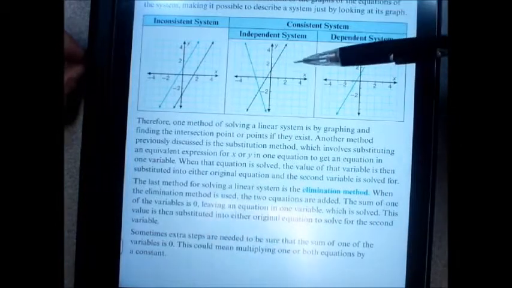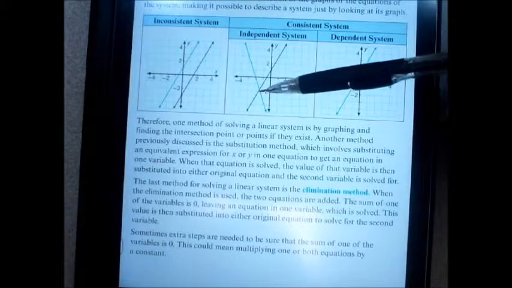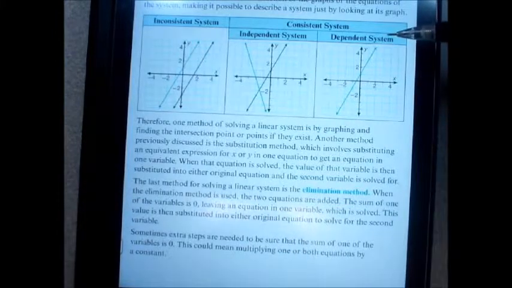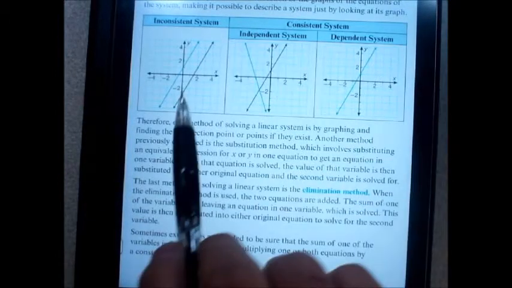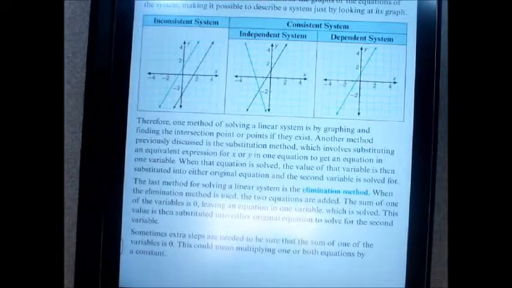On an independent system, meaning they have different slopes, they will only cross once. And on a dependent system, everything is the exact same. The slope is the same, the intercept's the same, and the lines are on top of each other. So that's infinitely many solutions. Reminder, no solution, one solution, infinitely many. That's the only ways you can go. Okay, any questions there?